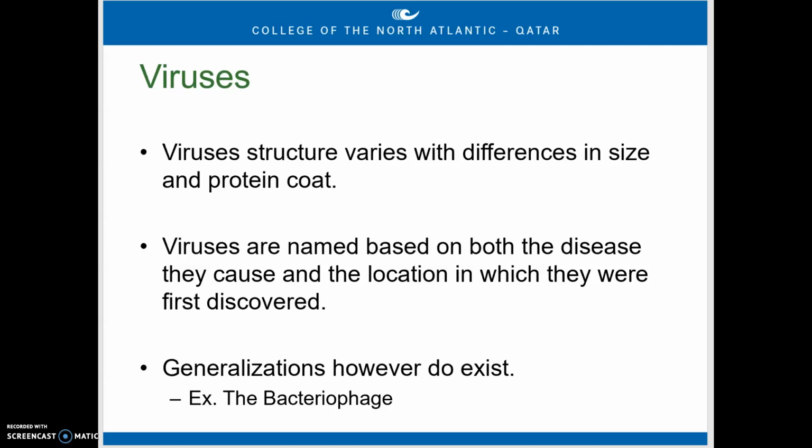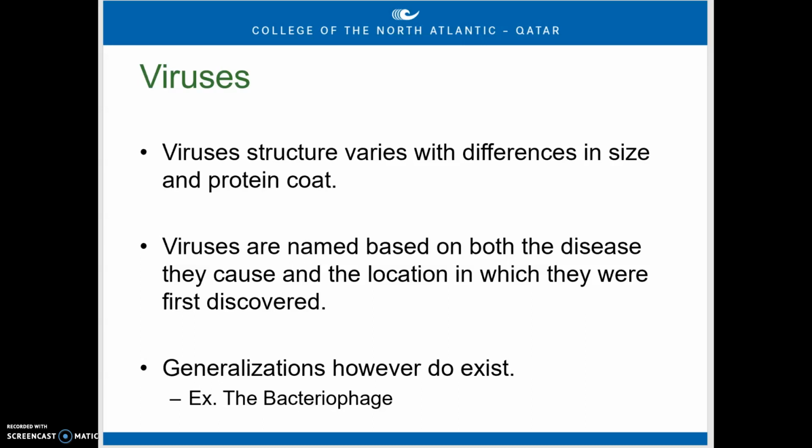Now, the virus structure is going to vary depending on the size of the protein coat. The biggest part of the virus is going to be its protein coat. It's often called a capsid. So we look at the different structure of virus based on its protein coat or its capsid. And then we often name viruses based on the disease they cause or where they were discovered.